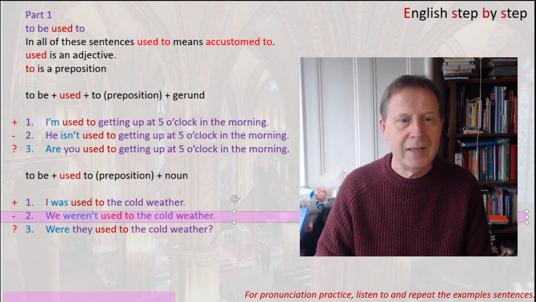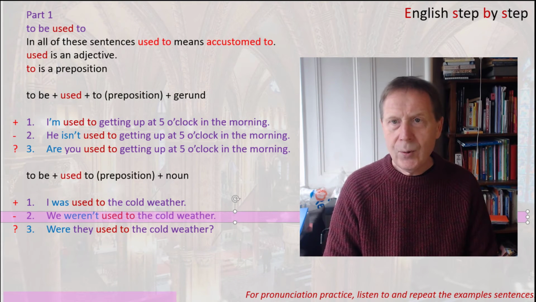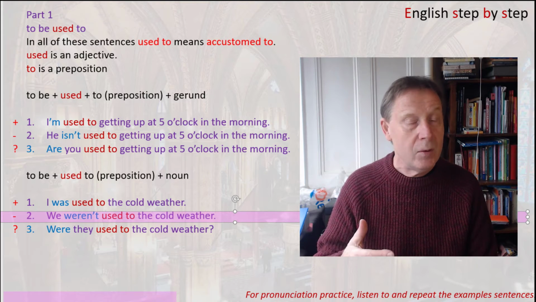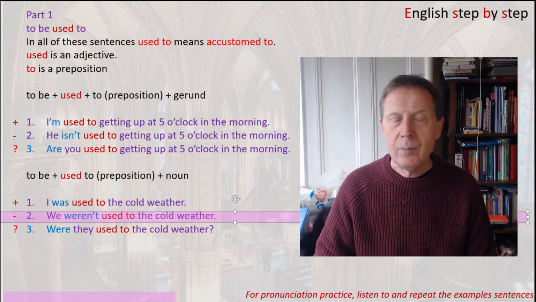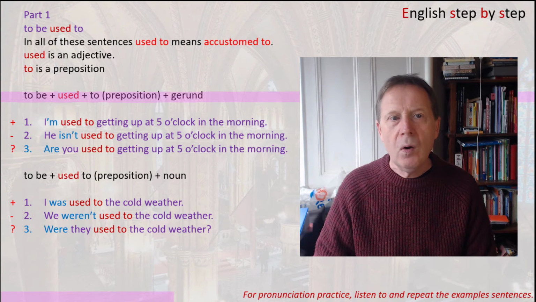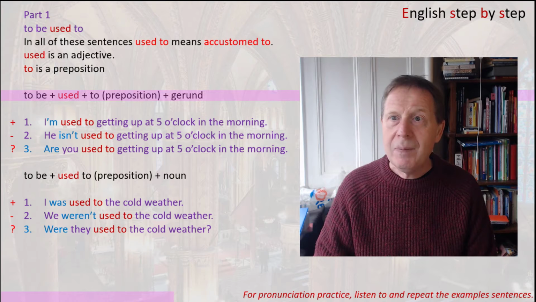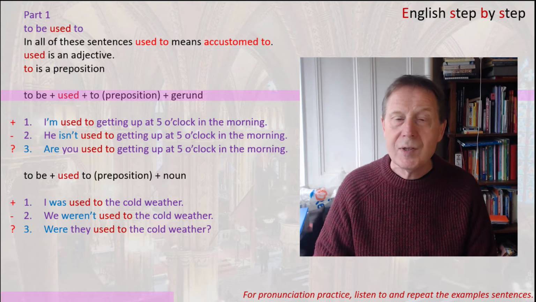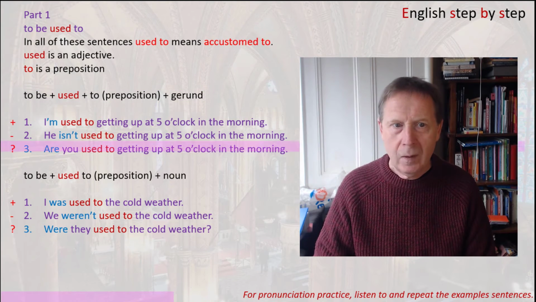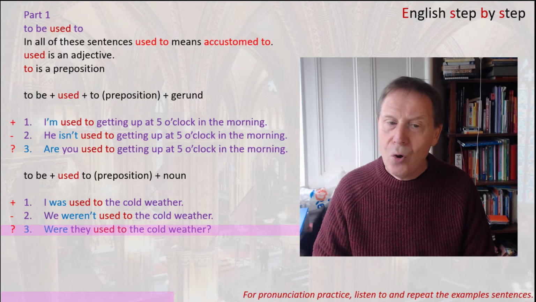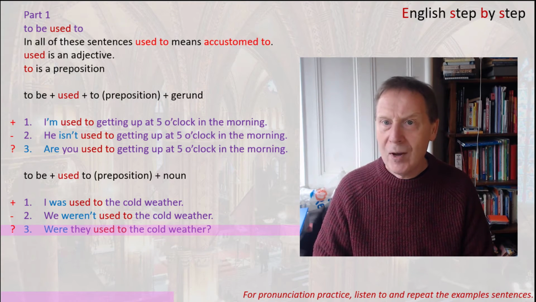Next example is negative. We weren't used to the cold weather. So again, it's using the past tense form of the verb to be, because remember, all of these sentences have the verb to be. Used is an adjective, it's not a verb. Number 3, were they used to the cold weather? So there you have the question, again, with the verb to be.